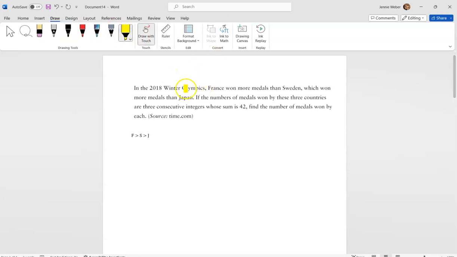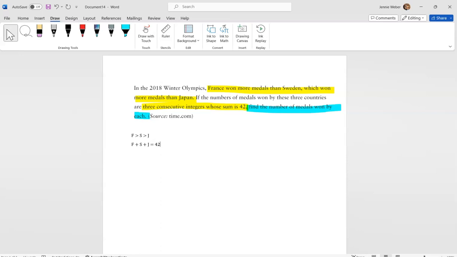So right now I'm looking at this, and this is the first bit of information they gave me, so that's what I'm writing down. Now, if the number of medals won by the three countries is 3 consecutive integers whose sum is 42, find the number of medals won by each. Okay, and I'm going to change this. So my goal right here is the number of medals won by each, and this is the information I've been given so far. So I know that France plus Sweden plus Japan equals 42.